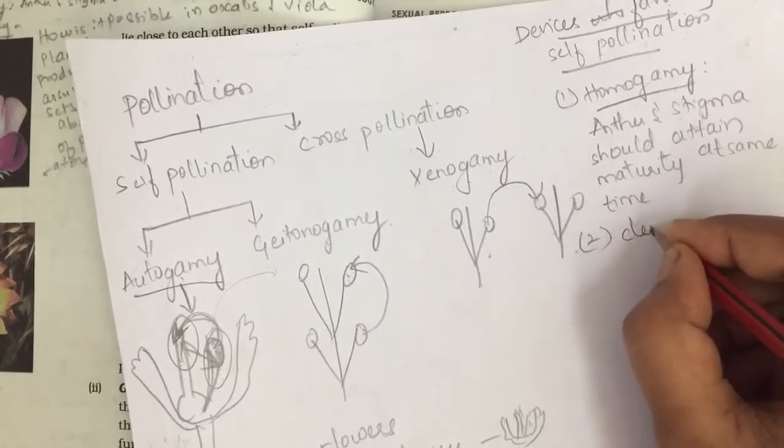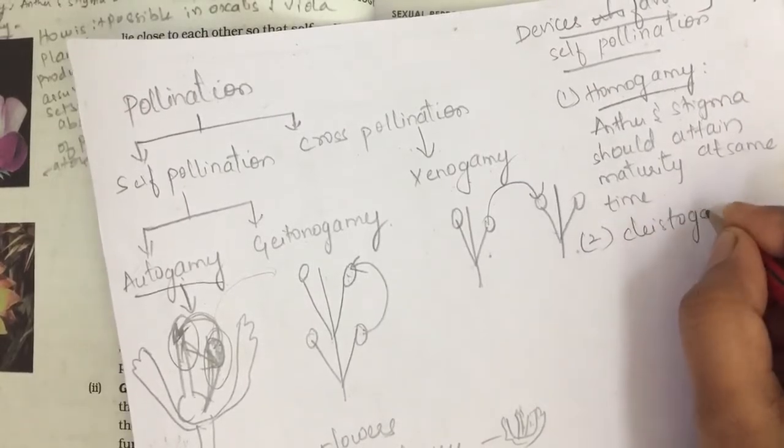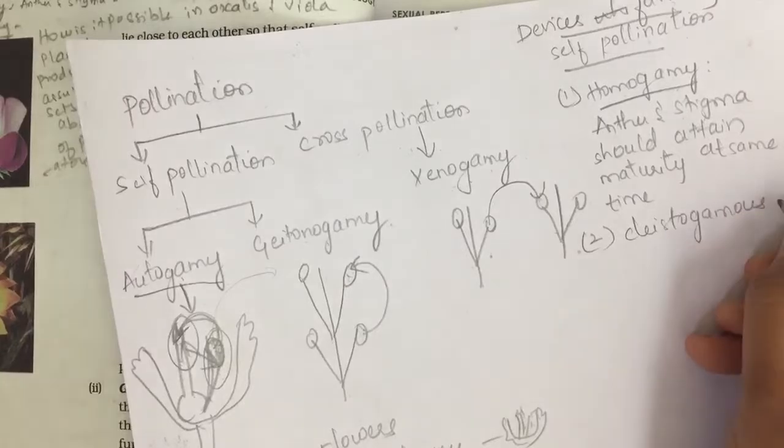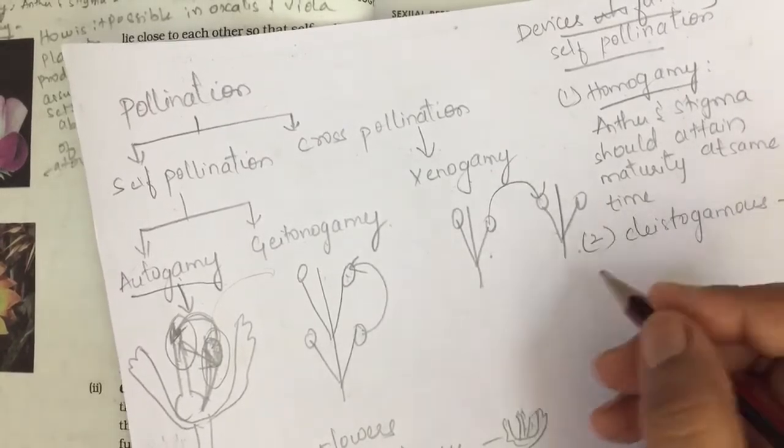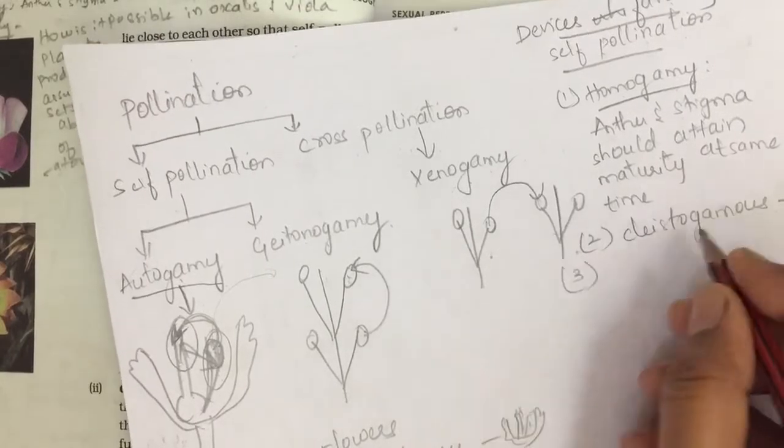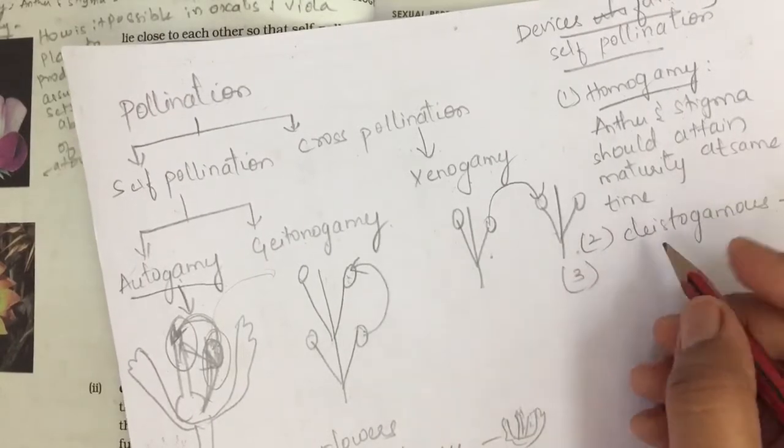And the next condition is Clistogamy. As we know, Clistogamy flowers are closed flowers, so definitely there is a chance of only autogamy, no chance of cross-pollination. Next, the third one, about Clistogamy flowers, you have in your textbooks, you can get from there.